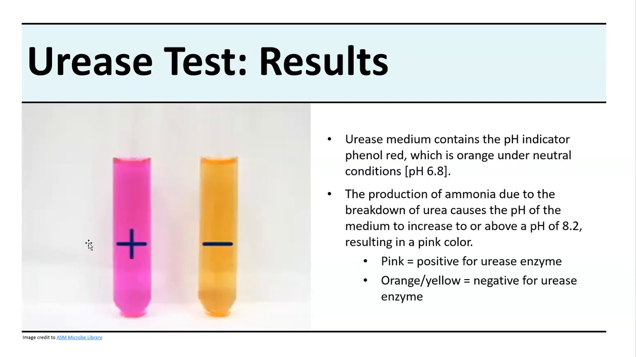However, if you put a bacterium in here like E. coli that lacks the urease enzyme, urea is never broken down, which means ammonia is not released, which means the pH does not change. And since the pH does not change, the color does not change, and it stays orange. There are some test tubes that will turn yellow, but either way, orange or yellow, it's still a negative result, meaning the bacteria do not have the urease enzyme and are not able to break down urea.